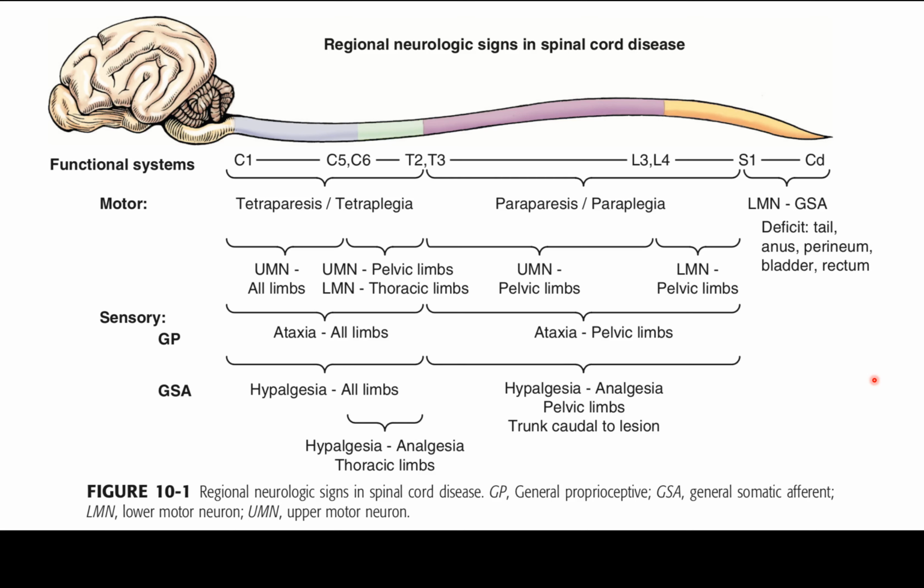The terms paraplegia and tetraplegia should be used only when absolutely no voluntary movement is present in the pelvic limbs and in all 4 limbs, respectively. To observe ataxia, voluntary movement must be present. Therefore, the term ataxia is inappropriate for a paraplegic or tetraplegic animal.